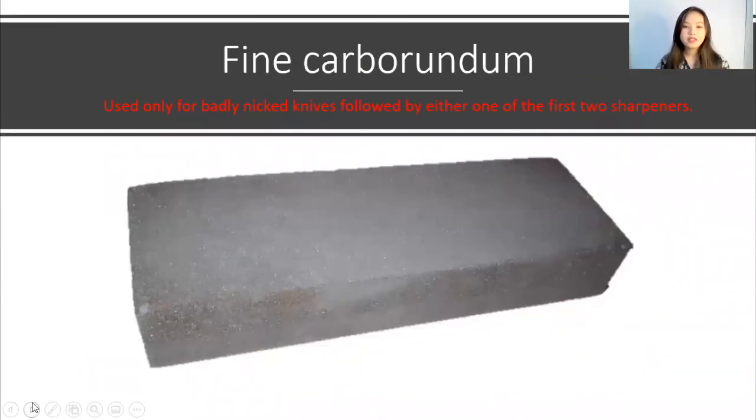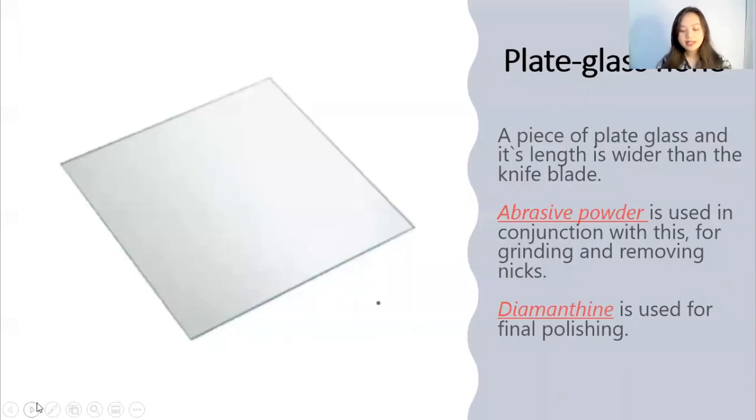And the third one is the fine carborundum. It is used only for badly nicked knives, followed by either one of the first two sharpeners, which are the Belgium yellow or the Arkansas. And this is the plate glass hone. It is a piece of plate glass and its length is wider than the knife blade. And abrasive powder is used in conjunction with this for grinding and removing nicks. And diamantine is used for the final polish.